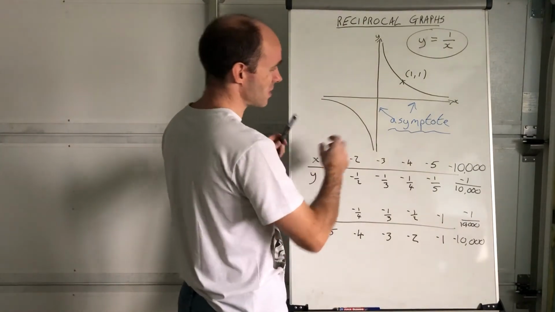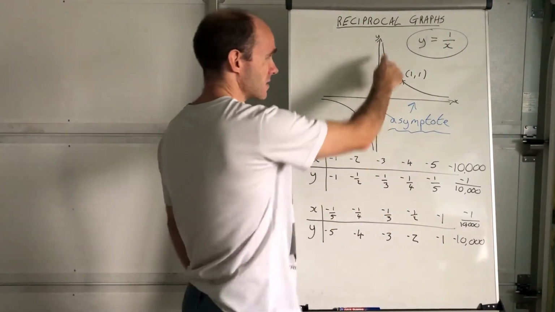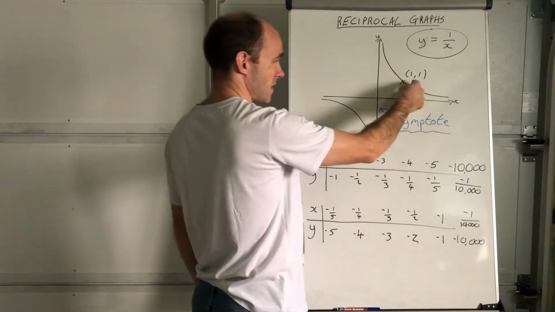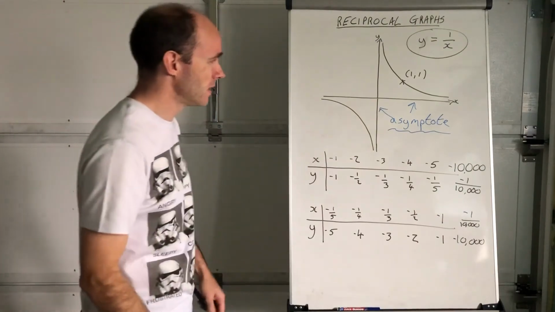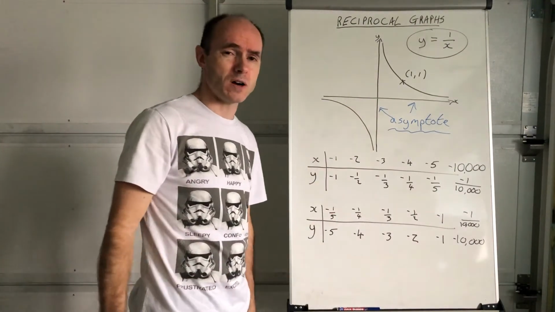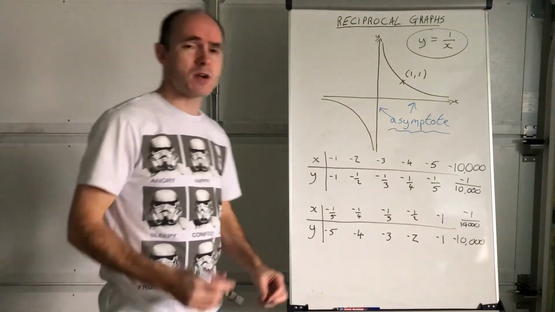And so when that happens, you get a rotational symmetry effect on the graph. So this branch here can be rotated 180 degrees about the origin onto this branch here. And so, yeah, that's a reciprocal graph. It's basically in this quadrant and this quadrant there. That's the very basic shape.